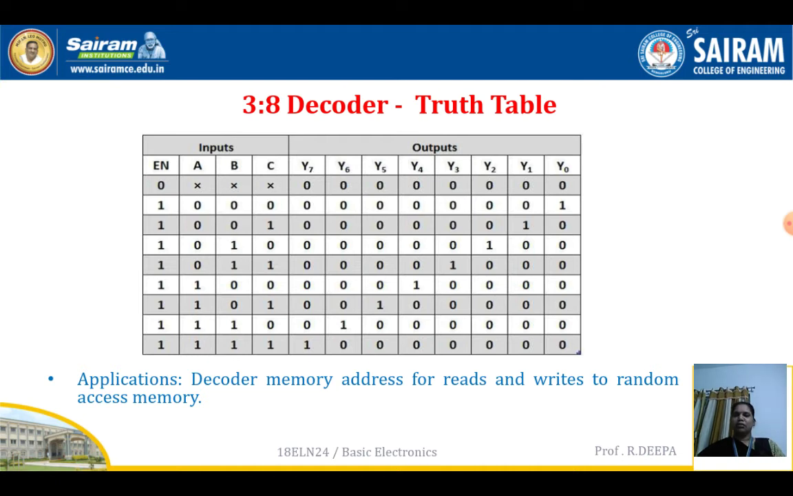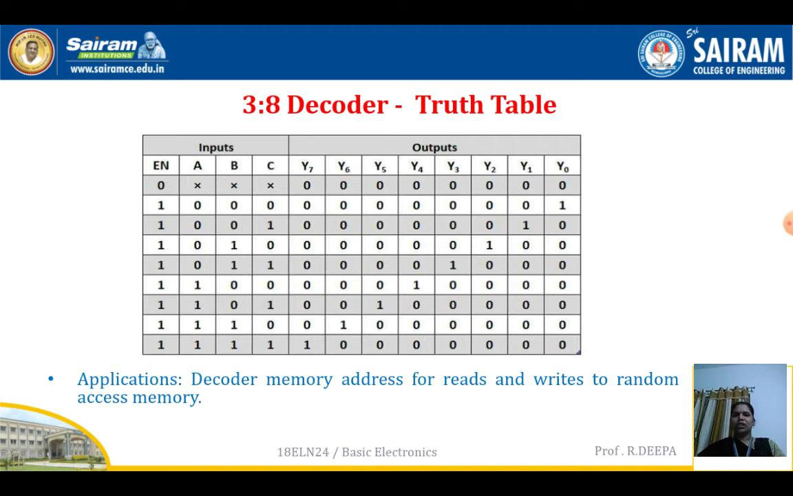And if the enable pin is made high, that is enable is equal to 1, then only it will start functioning as a decoder. Based on the input data ABC, if it is 0, 0, 0, the output Y0 will be 1, and the remaining are all 0. In the next state, if enable is equal to 1 and ABC values are 0, 0, 1, then Y1 will be 1, and the remaining will be 0. So this is how we are decoding a 3-bit data line into 8 data lines, as shown in the tabular column, that is, in the truth table.